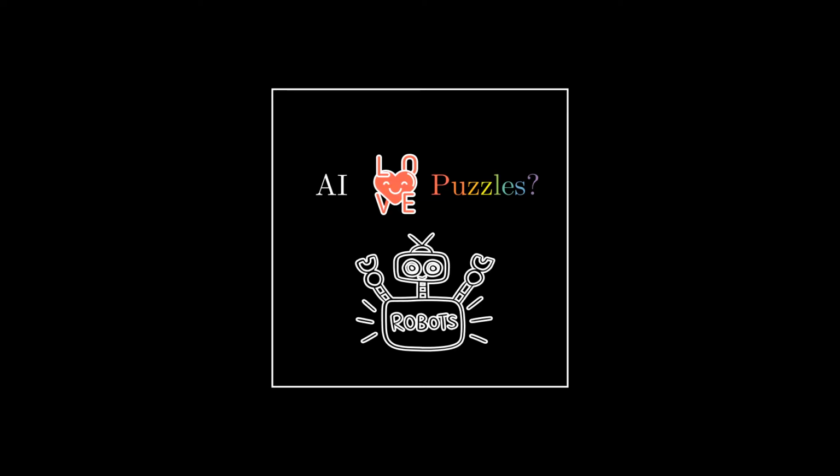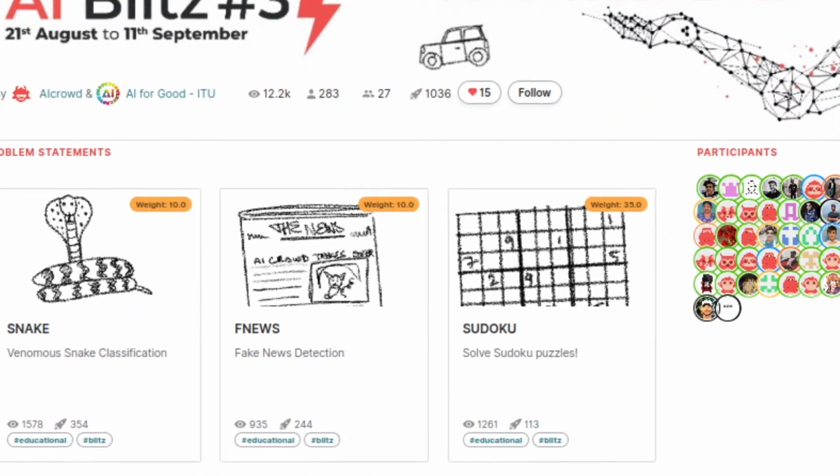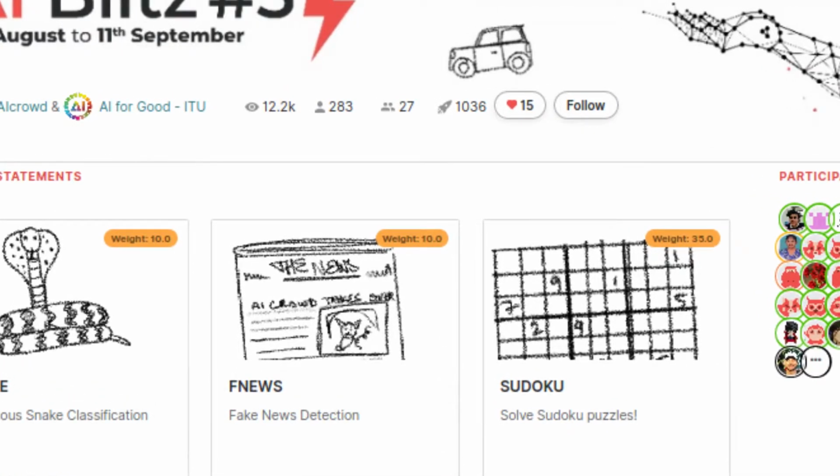And that is what we are going to do with thousands of other participants at the AICrowd AI for Good Blitz competition. One of the challenges in the competition is to train an artificial intelligence to solve one of the most interesting puzzles of the world, the Sudoku.